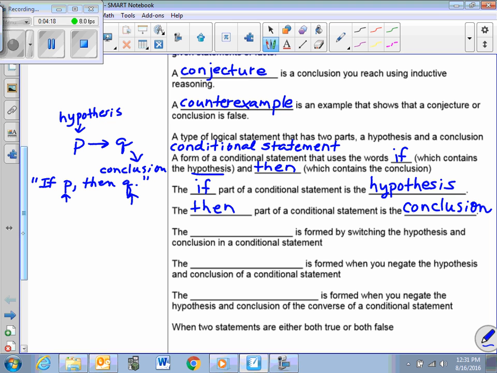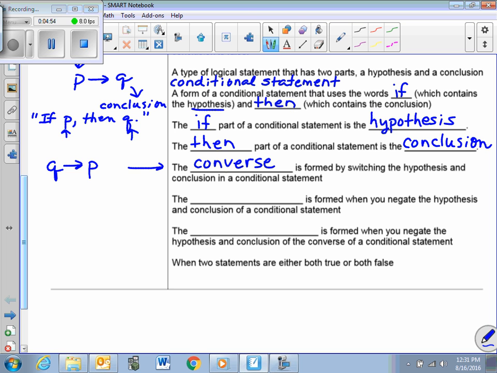Okay, so what if I take this conditional statement, if P then Q, and I switch the hypothesis and the conclusion? So if I do that, what I'm saying is if Q then P, right? I'm just switching places with the hypothesis and conclusion, and that is known as the converse. And you definitely must memorize these terms and know them well. So if I switch the hypothesis and the conclusion, then I've got the converse of the conditional statement.